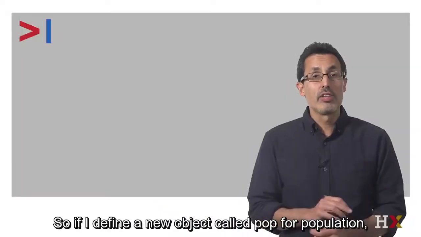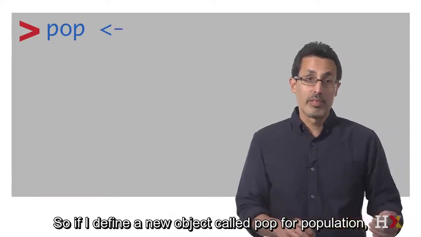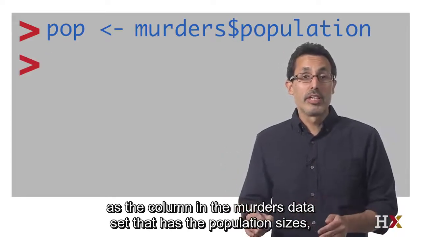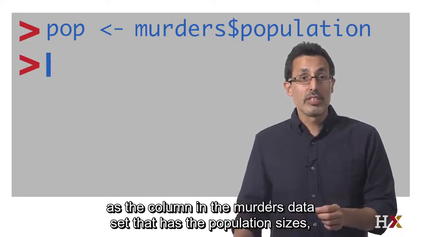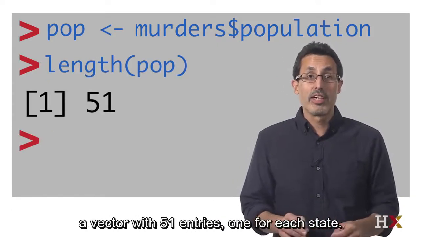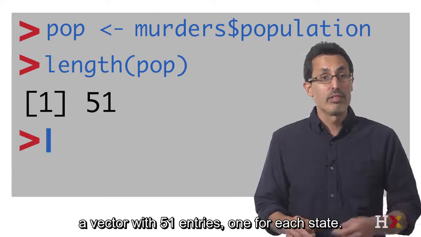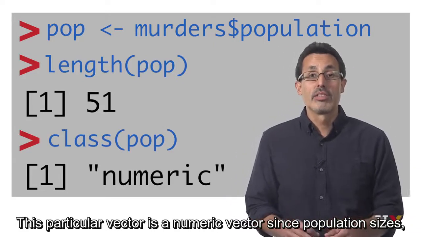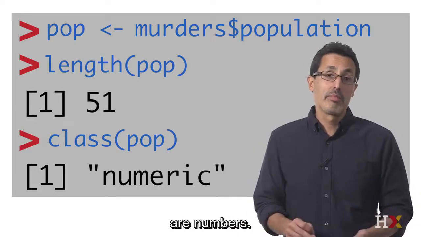So if I define a new object called pop for population as the column in the murders data set that has the population sizes, and then I type length(pop), I will see that it's a vector with 51 entries, 1 for each state. This particular vector is a numeric vector since population sizes are numbers.